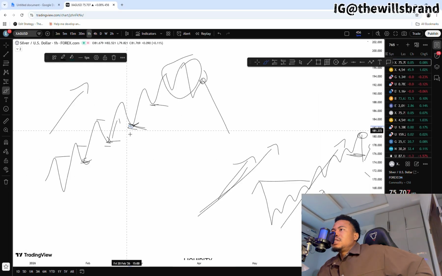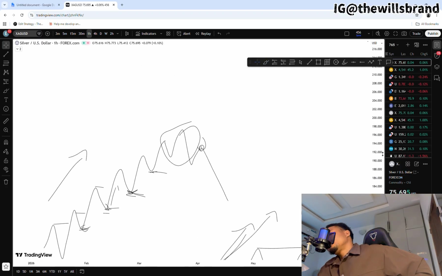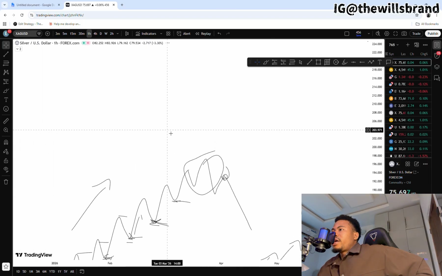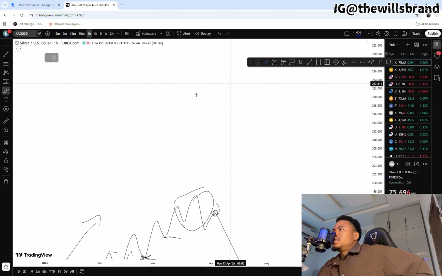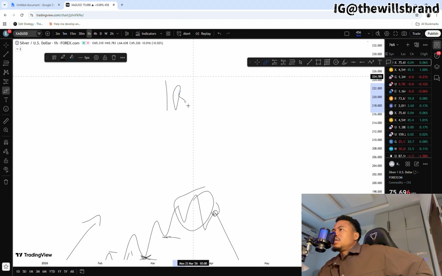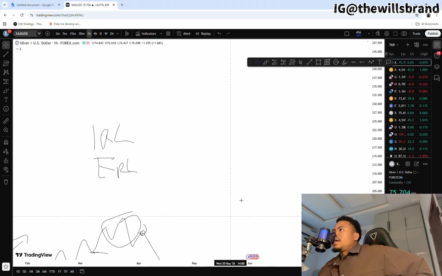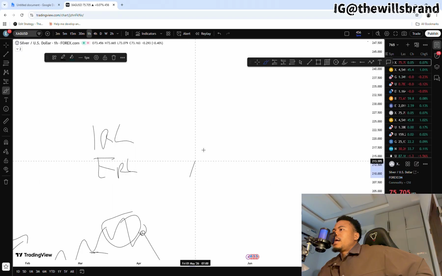So every liquidity you find in a range is what we call range liquidity. We have internal range liquidity and we have external range liquidity. Internal range liquidity is the one that occurs inside of the range, while external is the one that happens outside of the range. So we have this.